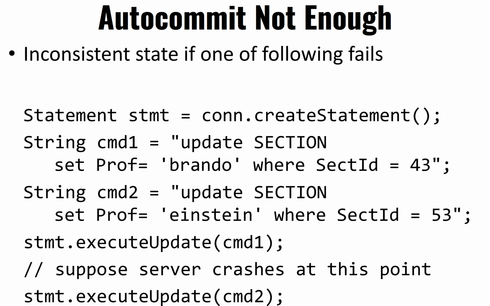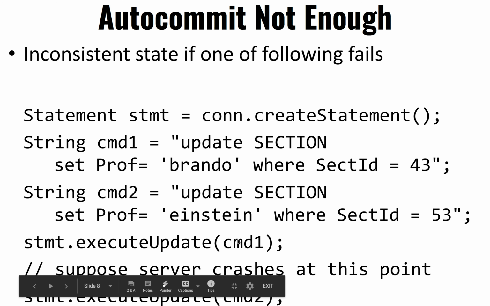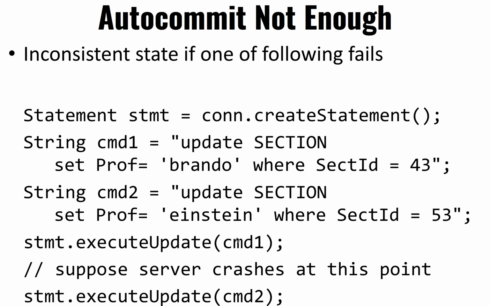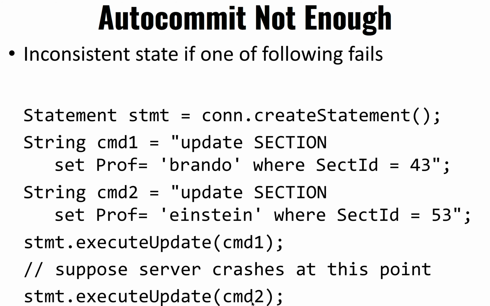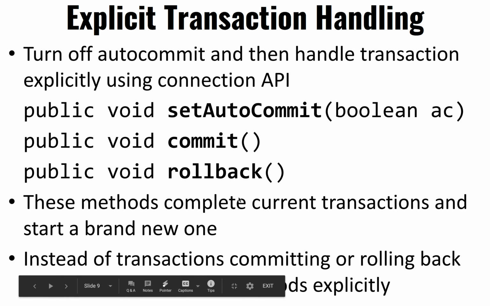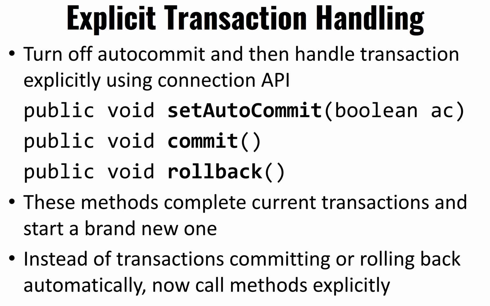But imagine that we were doing two execute statements, and the first one was successful, like command 1 here, but for some reason, either the thread went to sleep, or the server crashed, or for whatever reason, we're not able to execute the second statement, right? So we might end up with an inconsistent compensation package for one of the professors.